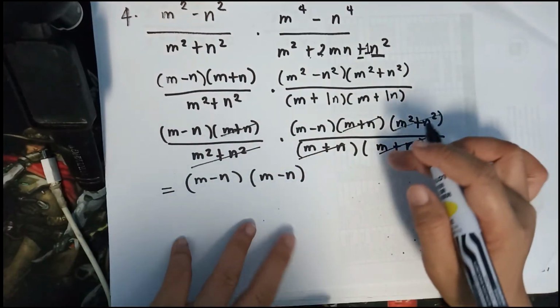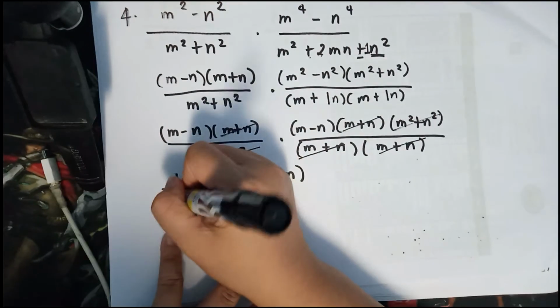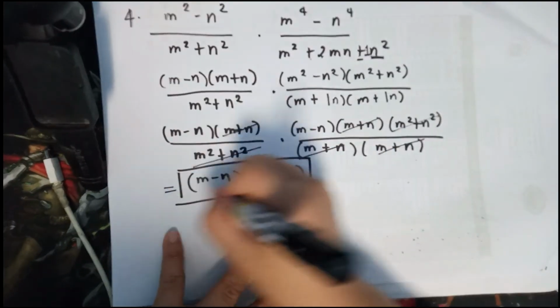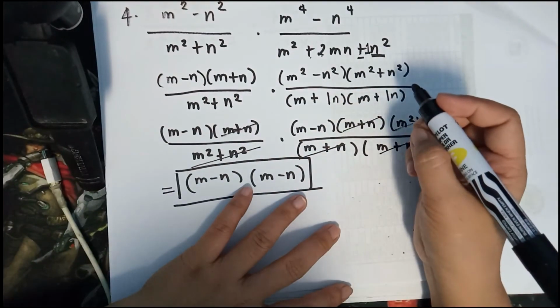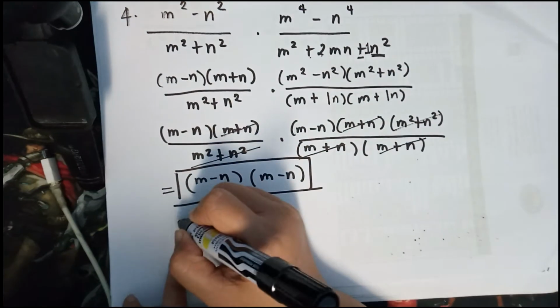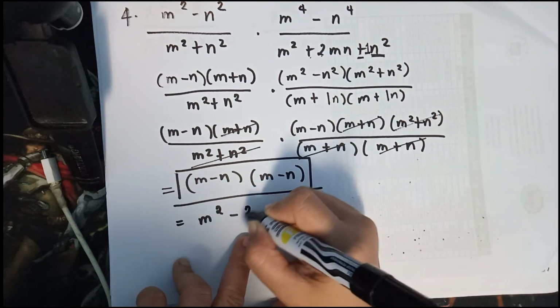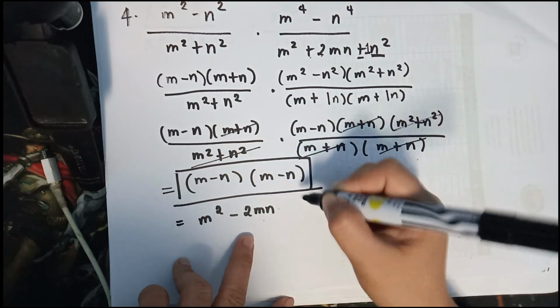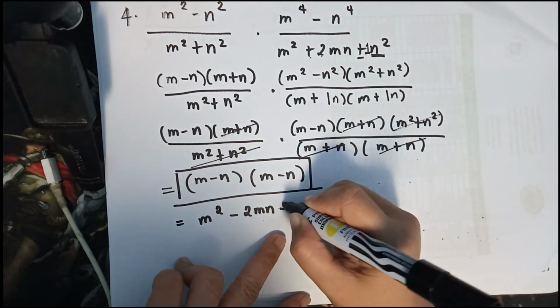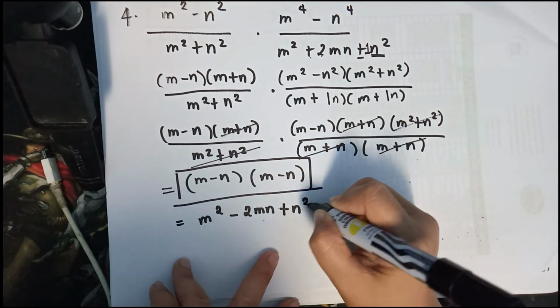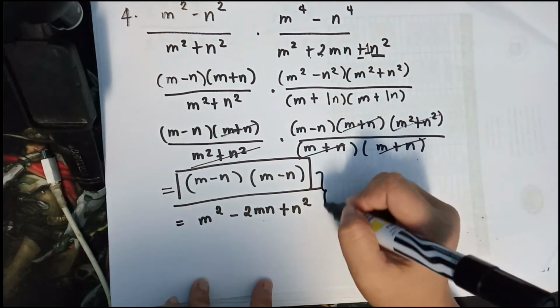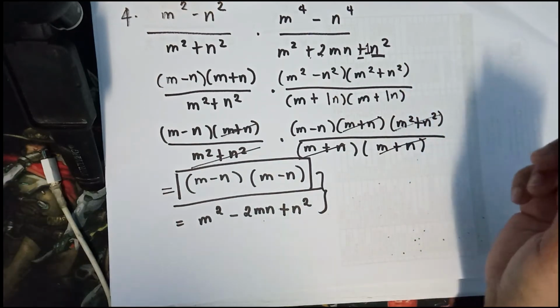And there is no denominator. Then our final answer is m minus n and m minus n. Or, simplifying that will become m squared minus 2mn plus n squared. Any of the two can be your answer.